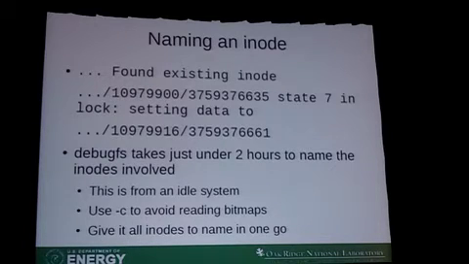Then the other one we have, naming an inode. There was a bug at one point where if an OST went offline, you could potentially reuse the object IDs. And the file system really does not like that. You start getting a bunch of these error messages. Hey, I tried to pull in this data and I found an existing inode, and it's given here. It's 10,979,900 in a generation, and I found it already had data, and it already used this object ID that was already in here at 10,979,916.